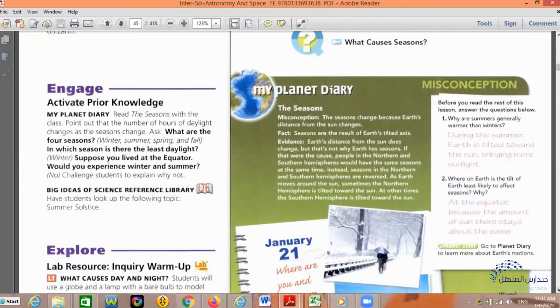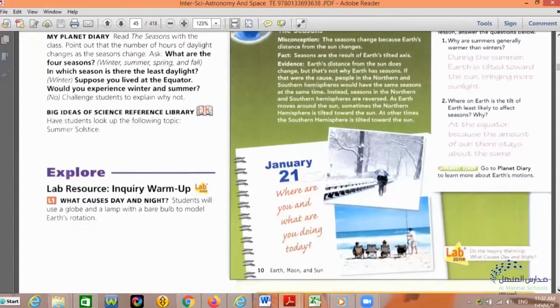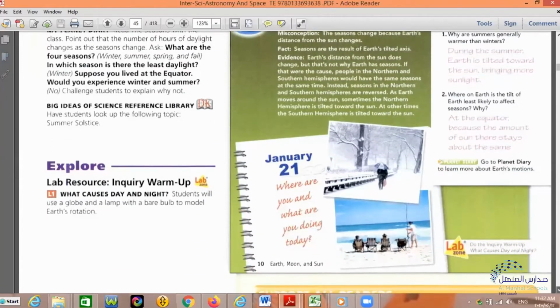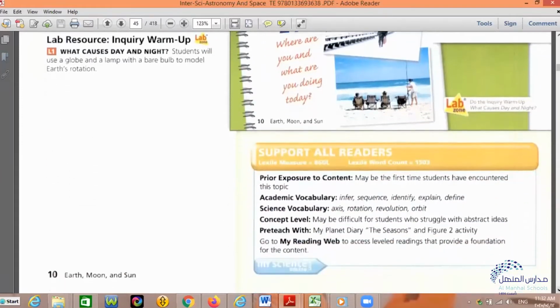The question is, what makes the 4 seasons? We know that the sequence of the seasons is because of the revolution around the Sun. But the occurrence of 4 seasons is because of the tilt of Earth's axis. The Earth's axis is an imaginary line that passes from the North Pole to the South Pole. It's not a fact, it's just an imaginary line.